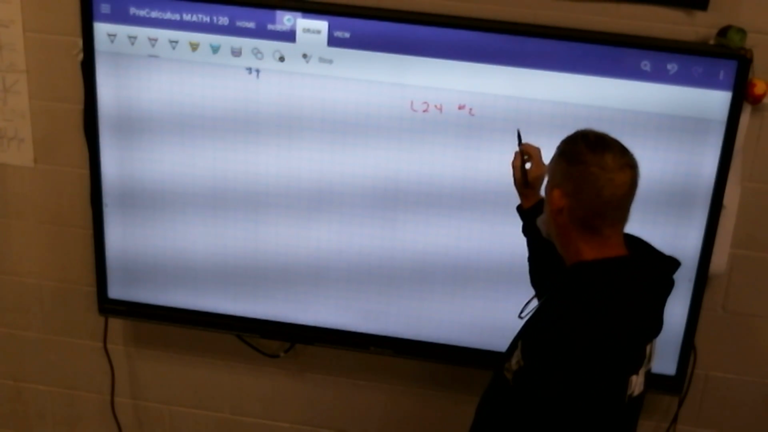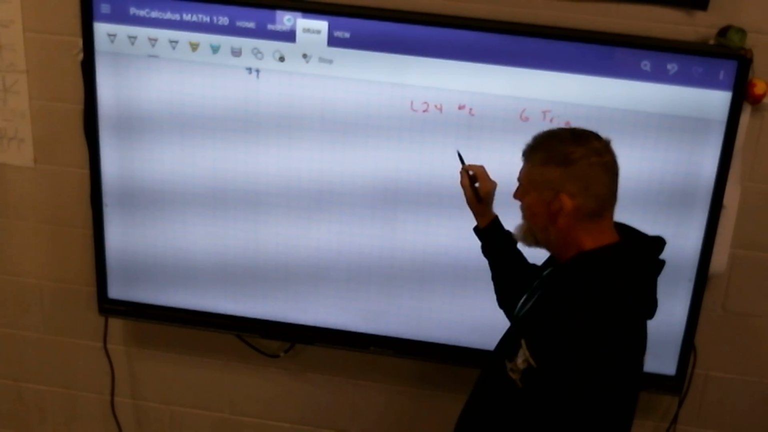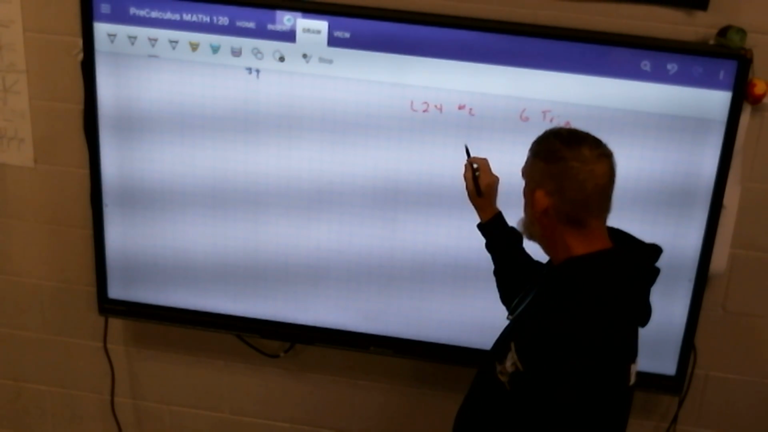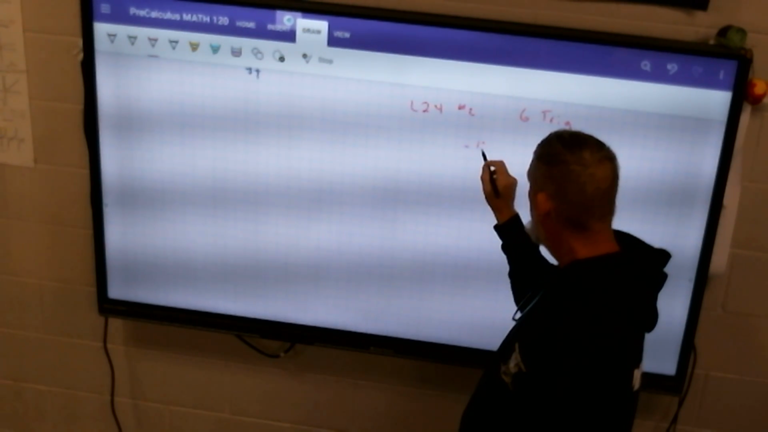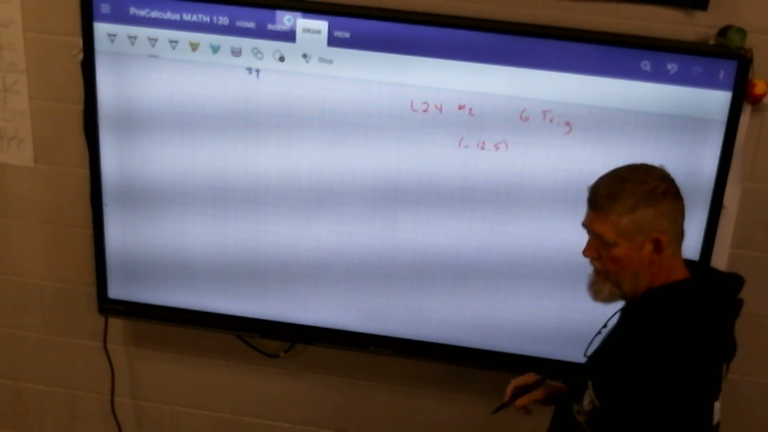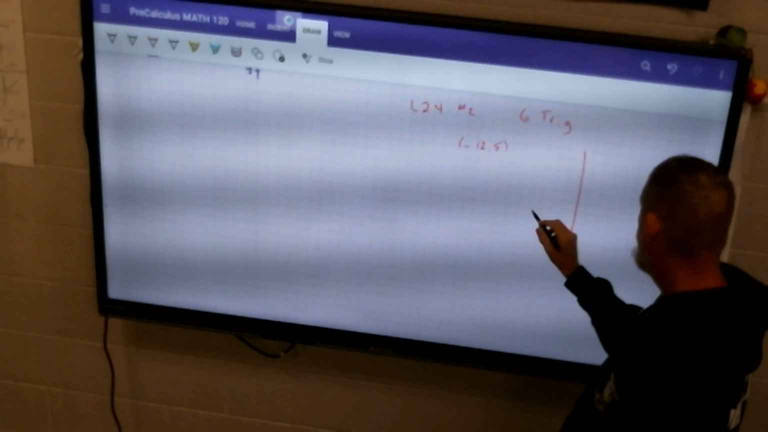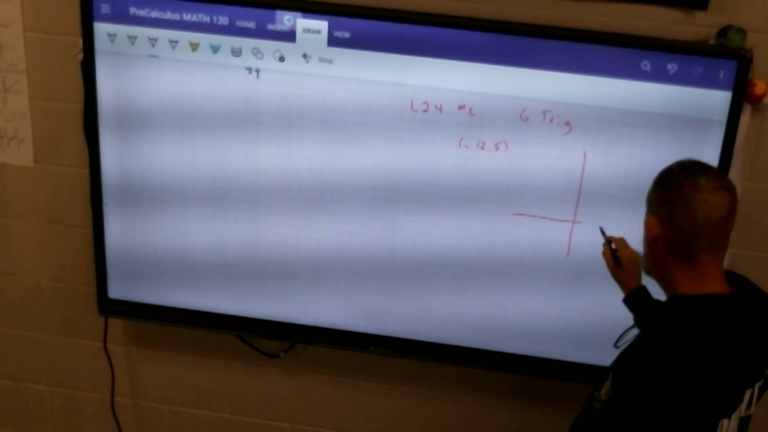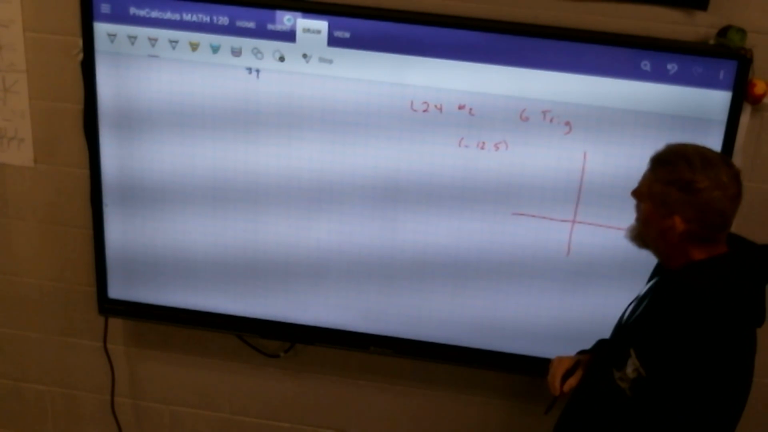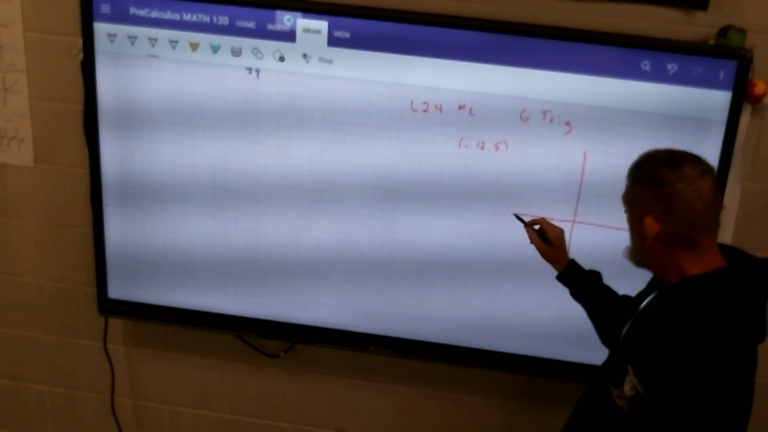Finding the 6 trig functions. Of theta, and the point they give me is negative 12, comma 5. Negative 12, comma 5, and find the 6 trig functions from that point. Yes. Okay, so the first thing we're going to do is graph it. Graph that. So let's see here. It's going to be in what quadrant? 2. 2, because it's negative 12 and up 5.